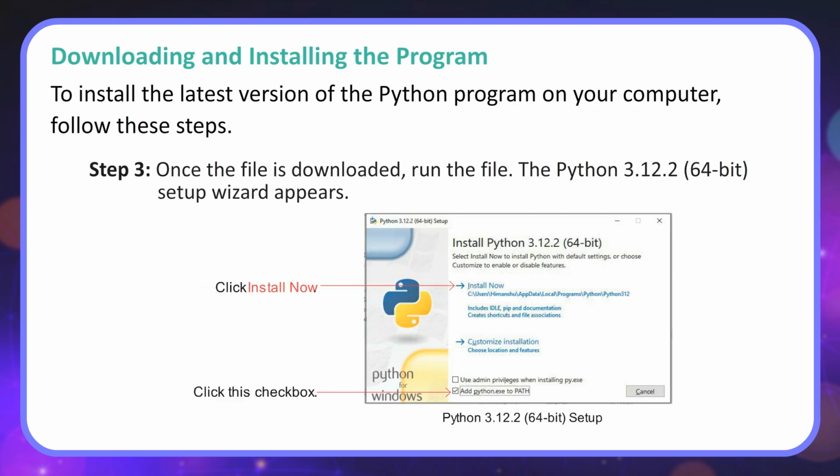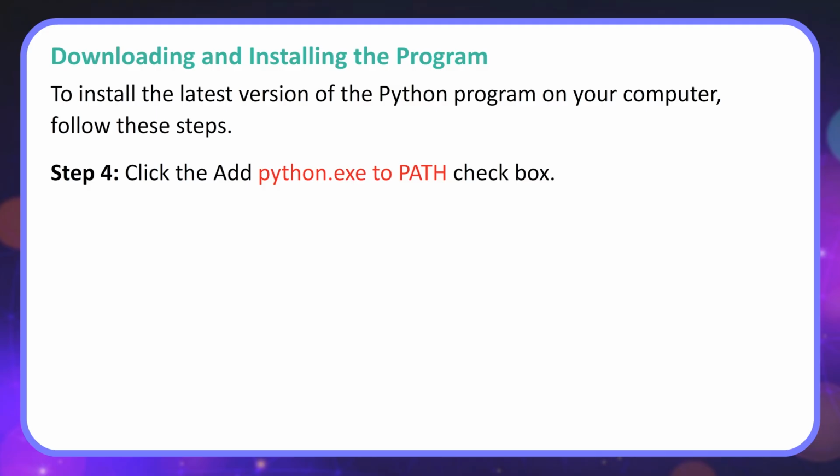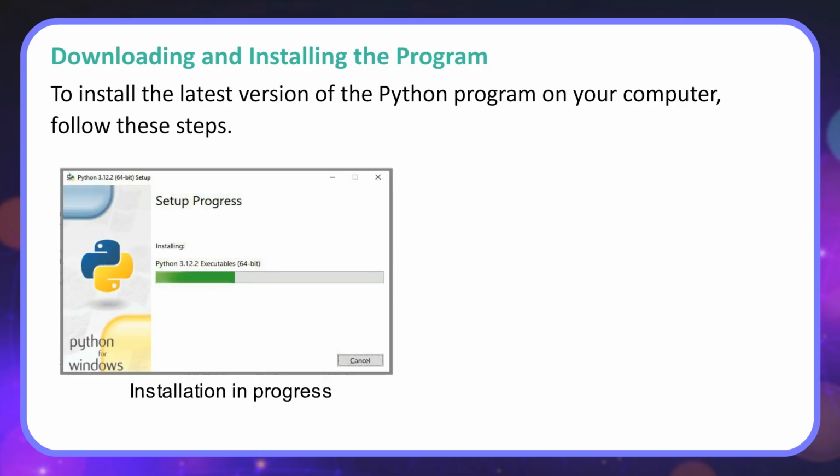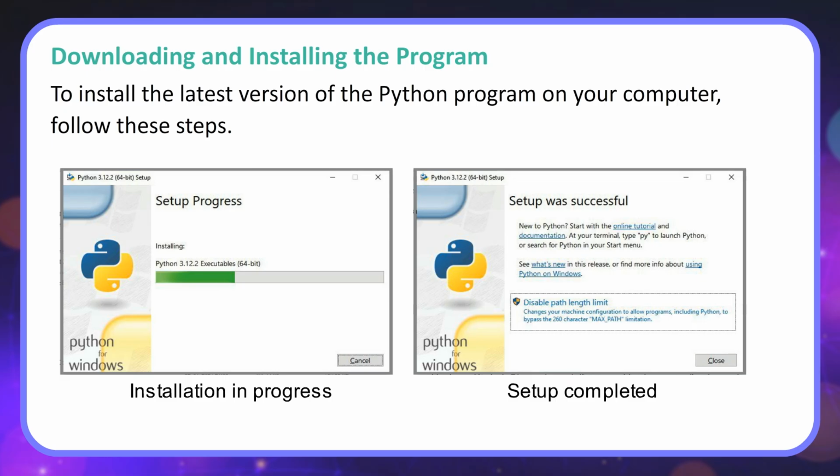Click this checkbox. Step 4. Click the Add Python.x to Paths checkbox. Step 5. Click the Install Now option. The setup will be completed in a few minutes. Step 6. Click the Close button. Installation in progress. Setup completed.